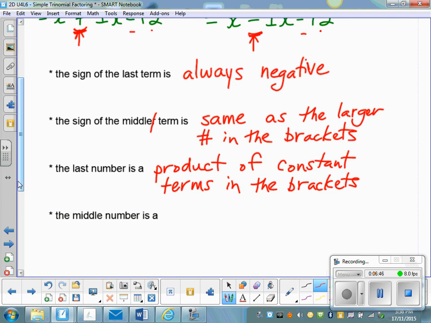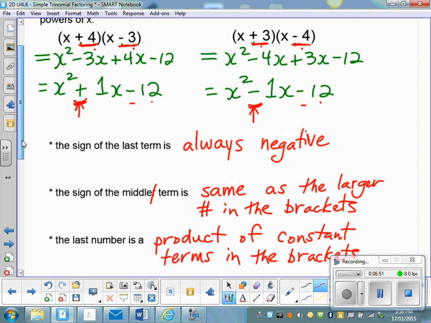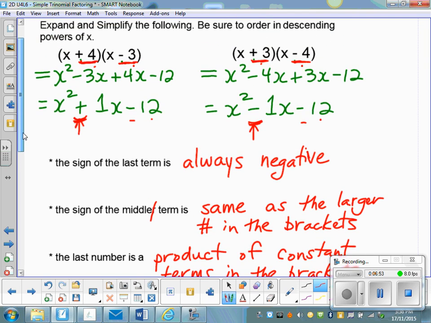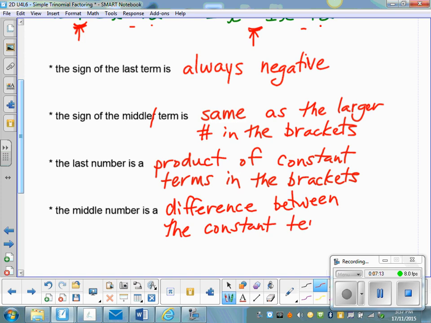And the middle number, so that 1, is the difference between the constant terms in the bracket. So the difference between 4 and 3 is 1. So the middle number is the difference between the constant terms in the bracket.